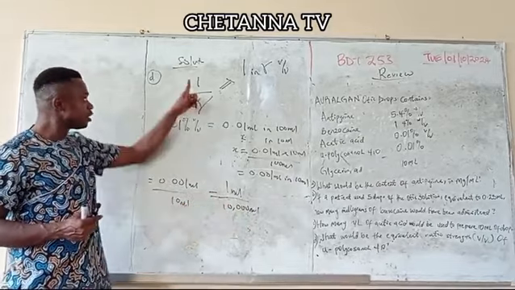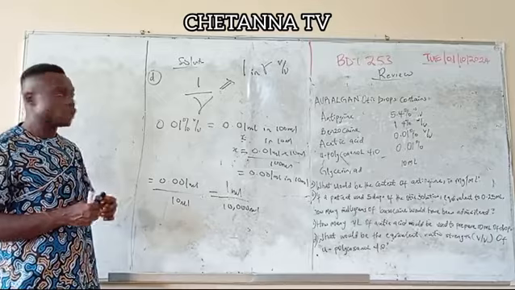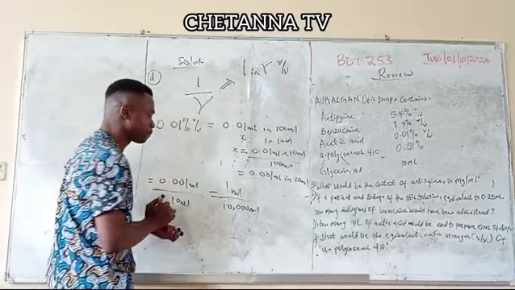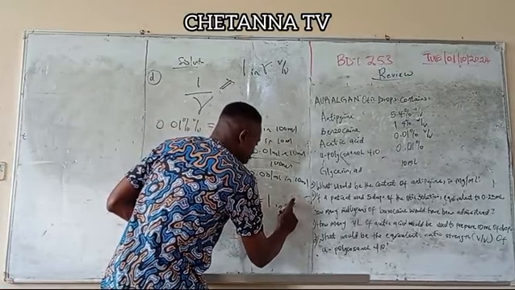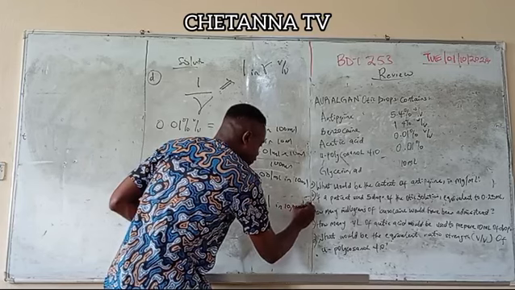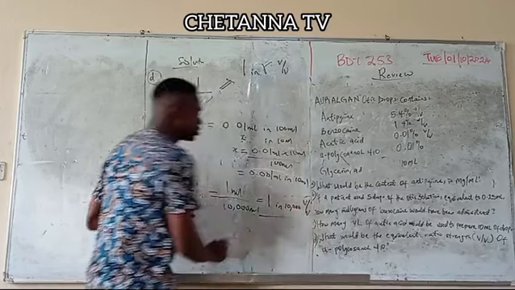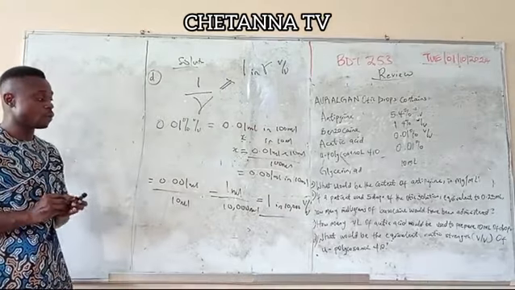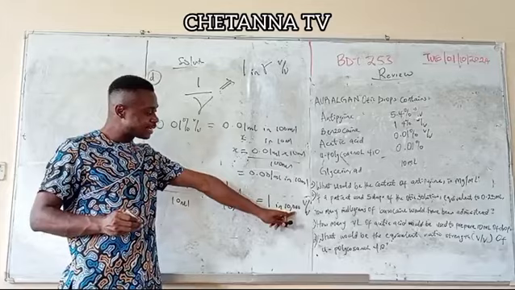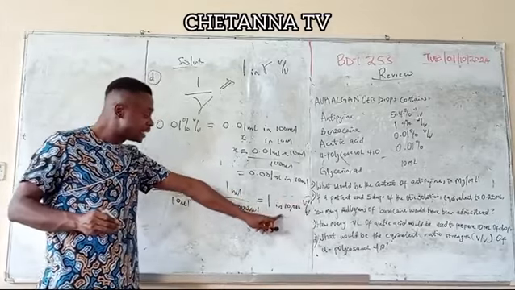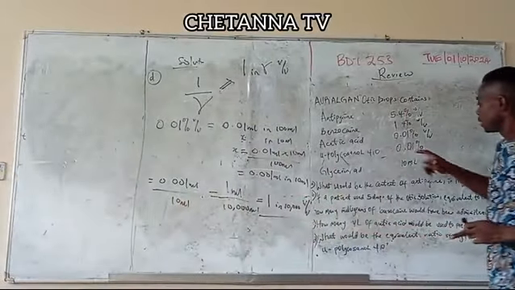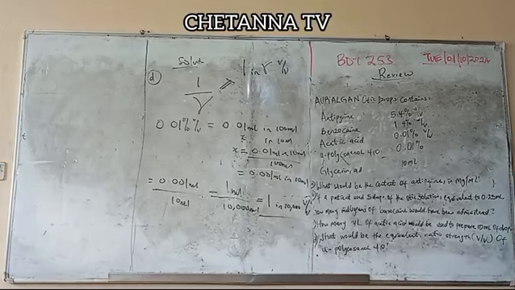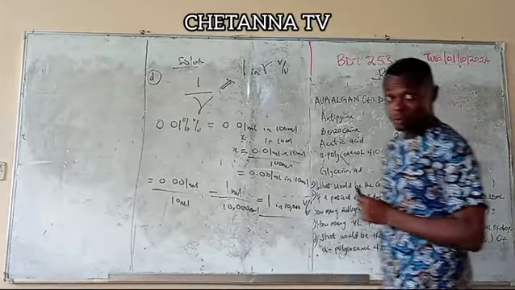So if you put it in the form 1 over R, it becomes 1 in 10,000 V over V. This is the ratio strength: 1 in 10,000 volume in volume. This is the equivalent ratio strength of this product. Does it make sense? Yes. Any question? Ask.